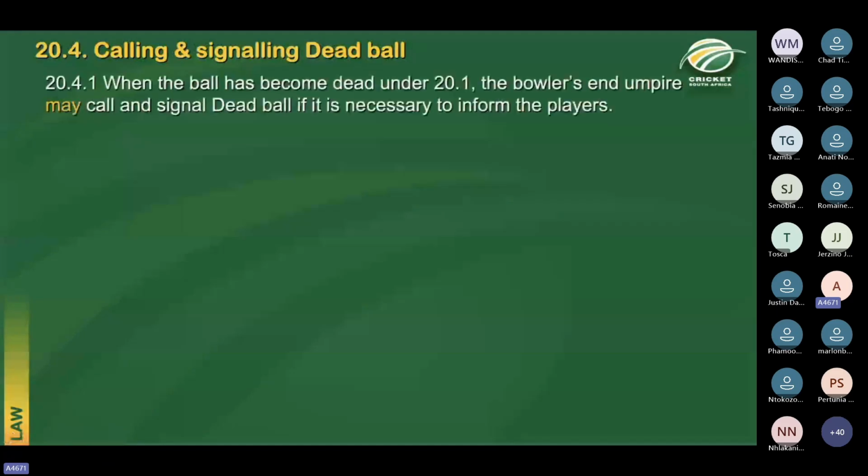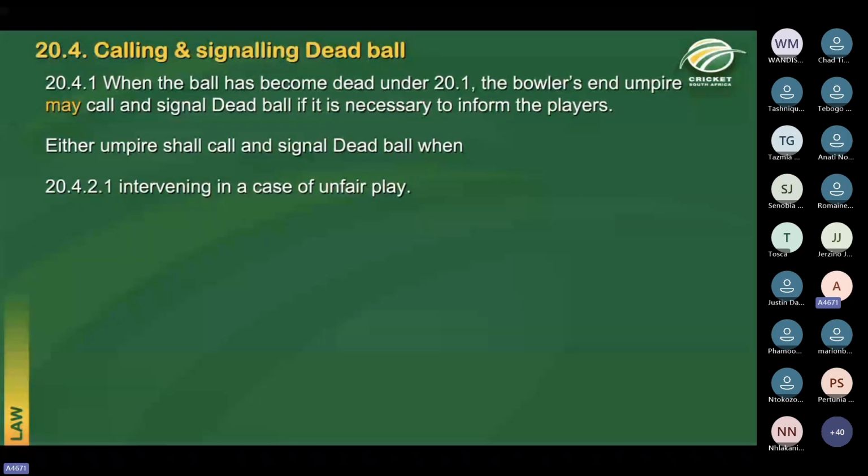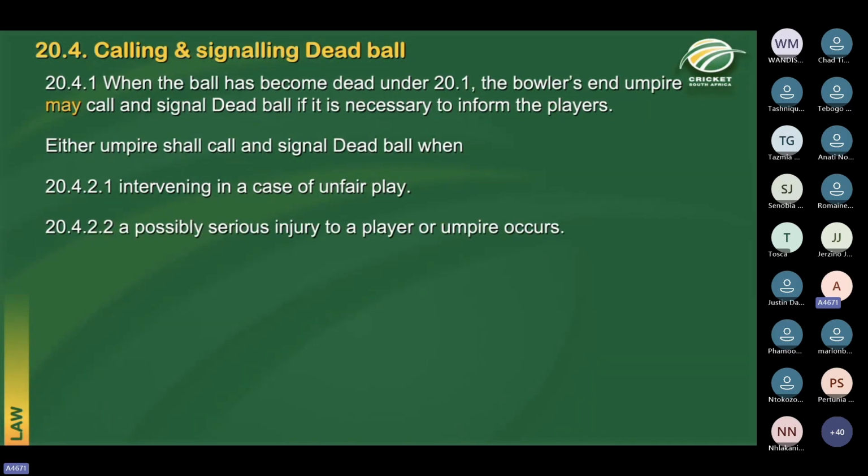Now we've gone through the incidents where the ball automatically becomes dead. Now we're going to go through when we need to call and signal dead ball. Either umpire shall call and signal dead ball when intervening in the case of unfair play. Either umpire shall call and signal dead ball if there is a possibly serious injury to a player or an umpire.